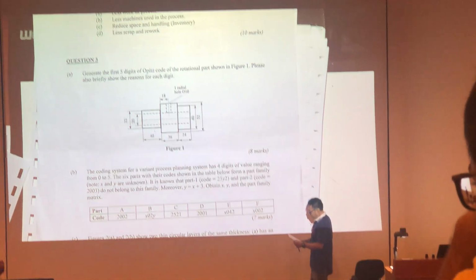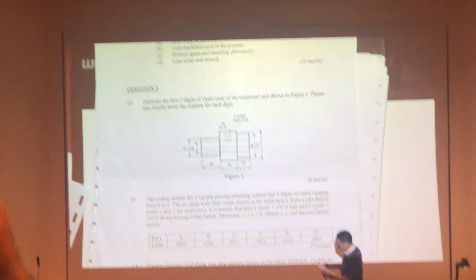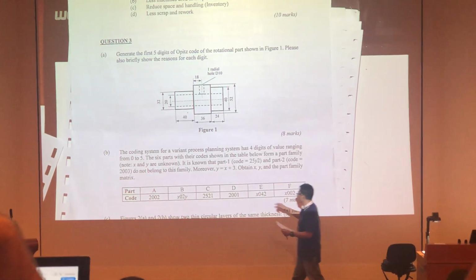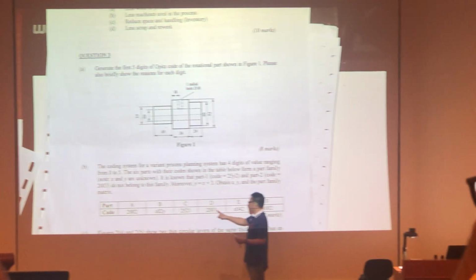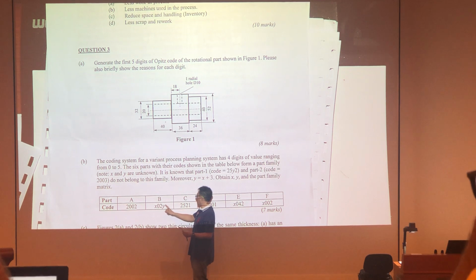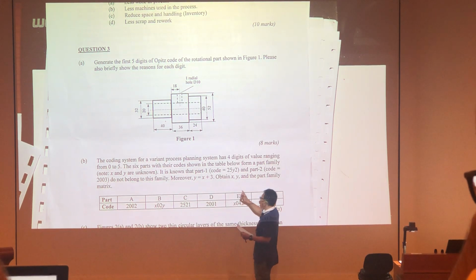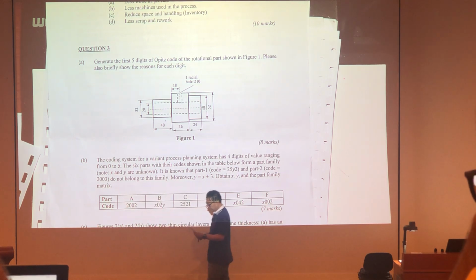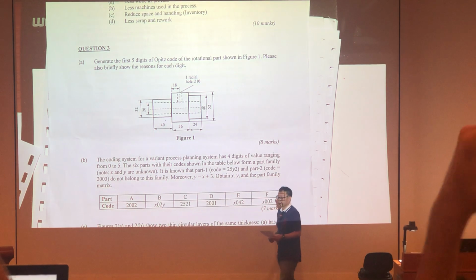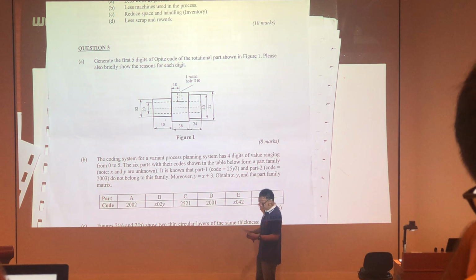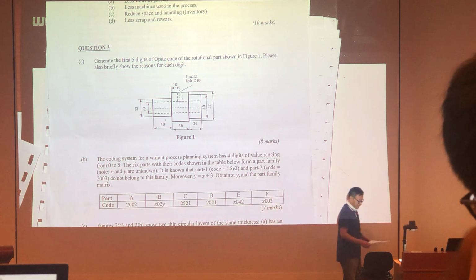And the other one is 203, also not part of this family. 203, and you got 20 here already. So the last one, there's only one variable y here. So y definitely not 3. So there's only one possibility. Y is 5, x is 2. And these are the results.